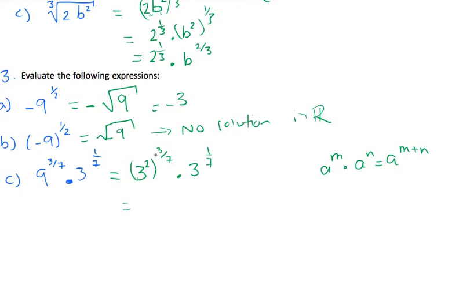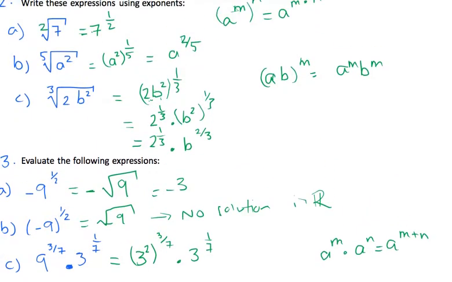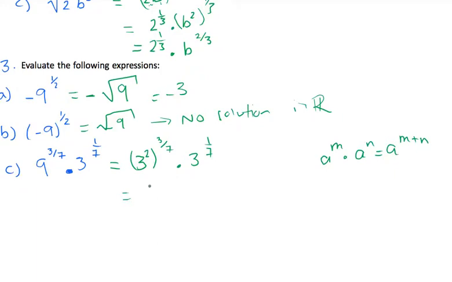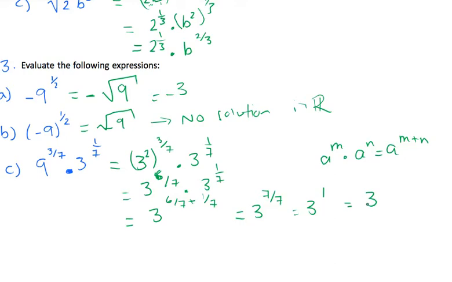So here, we can apply the power rule, right here, and multiply the exponents together. So this becomes 3 to the power of 6 over 7 times 3 to the power of 1 over 7. Now, since the bases are identical, we can apply the multiplication rule. This becomes 3 to the power of 6 over 7 plus 1 over 7, which is equal to 3 to the power of 7 over 7, 3 to the power of 1, or simply put, 3.